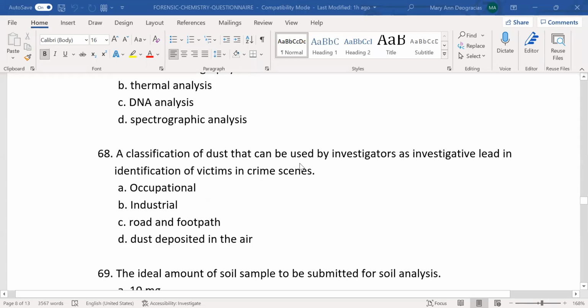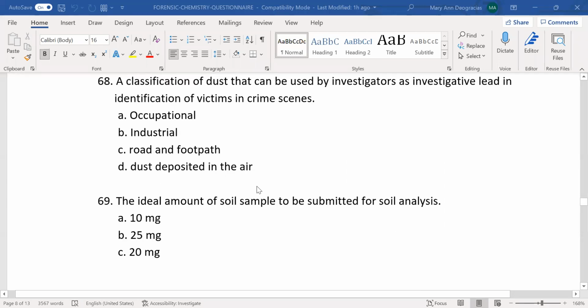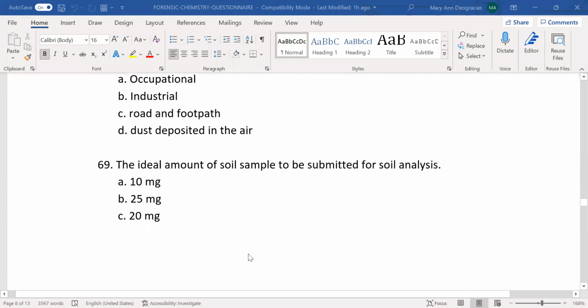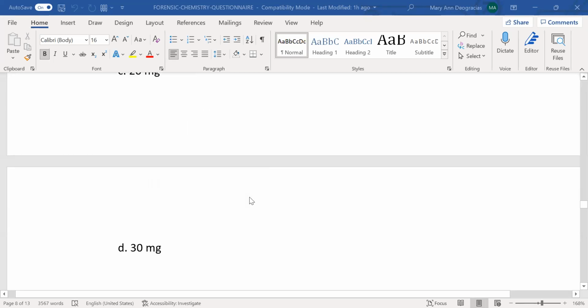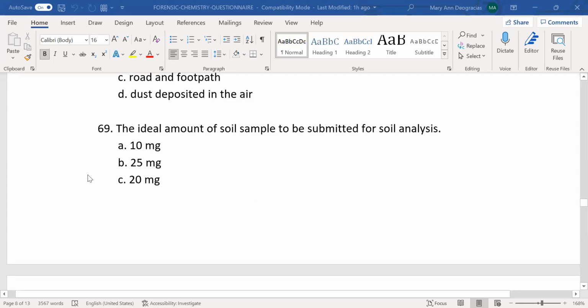68. A classification of dust that can be used by investigators as investigative lead in identification of victims in crime scenes. Na-reword to. Anong sagot? A, we have occupational dust. Okay. Next. The ideal amount of soil sample to be submitted for soil analysis. A, 10 milligrams. B, 25 milligrams. C, 20 milligrams. Then D, 30. The answer is B. Bravo.